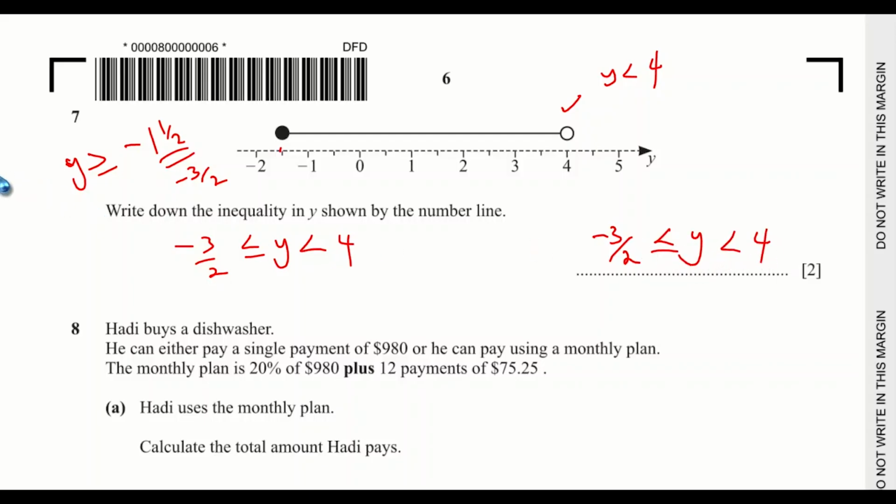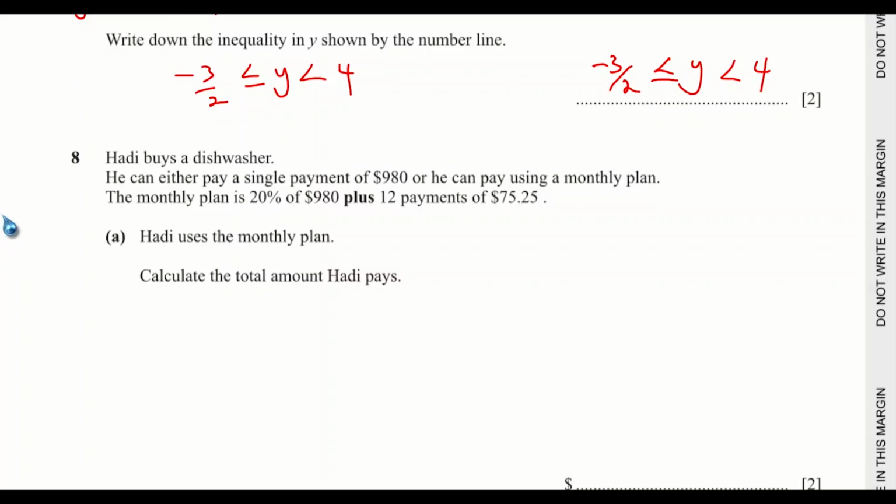So question 8. Hardy buys a dishwasher. You can either pay a single payment of $980 or you can pay using a monthly plan. The monthly plan is 20% of $980 plus 12 payments of $75.25. So Hardy uses the monthly plan. Calculate the total amount Hardy pays.